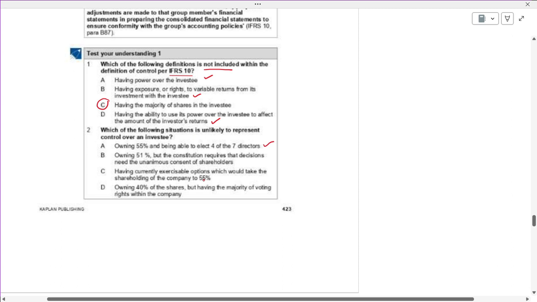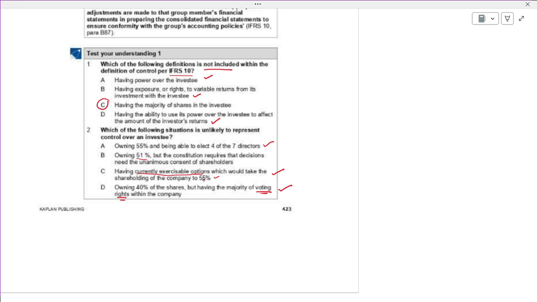Owning 51%, but the constitution requires that decisions need unanimous consent of directors. You have an investment of 51%, but you don't have control. Unanimous consent of stakeholders is needed, then we can have the control. Having currently exercisable options which would take the shareholding of the company to more than 50%. You are not talking about the future, we are talking about the current. Owning 40% share but having the majority of voting rights. You have a lesser percentage, but you have the majority of voting rights. Definitely then it will represent control. This is also likely, this is also likely, and this is also likely.